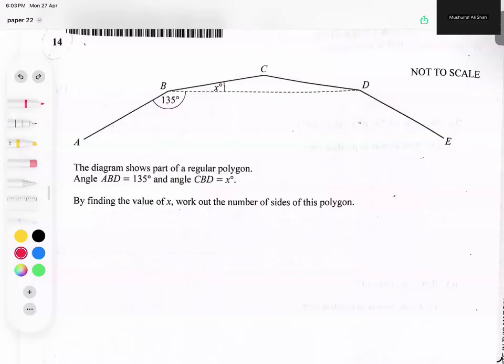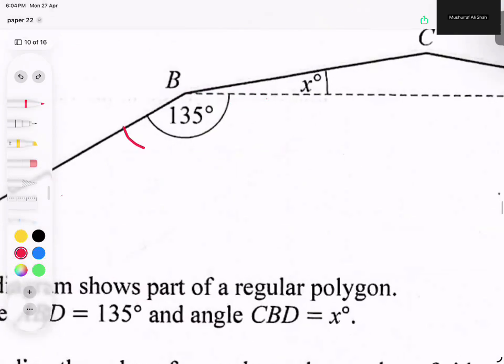Question number 14, students, we have now. And look, it's a regular polygon. First of all, I tell you one thing, because students are confused a lot here. What is this angle, student? This is 135, 135. And how much is this X? So basically, the full angle from here till here is 135 plus X.